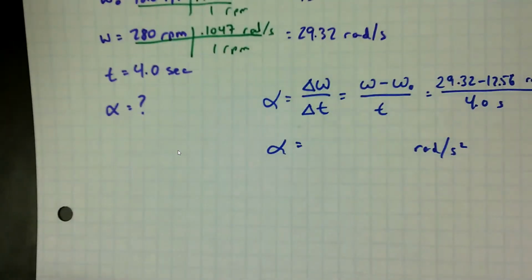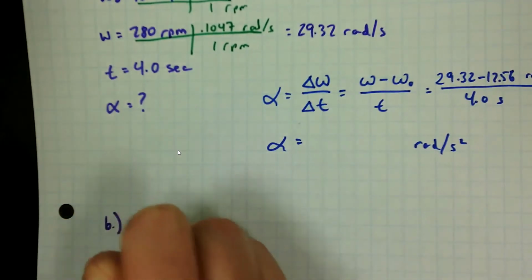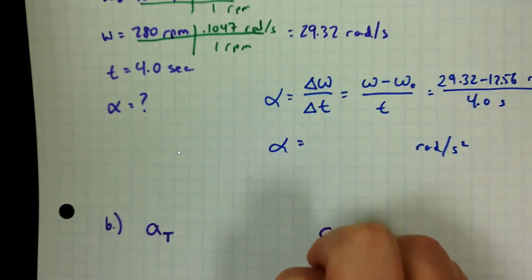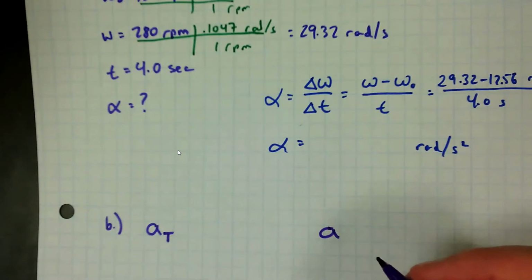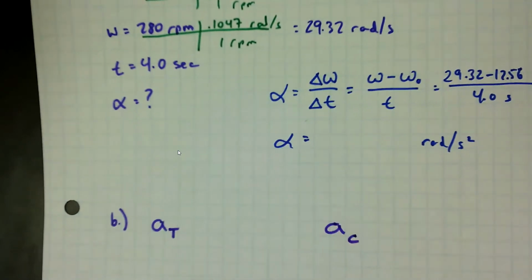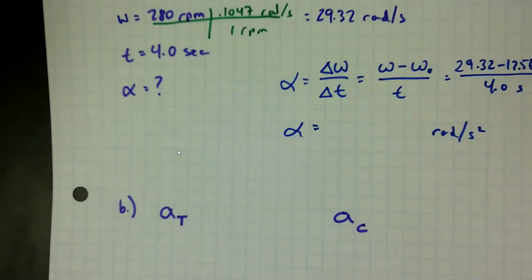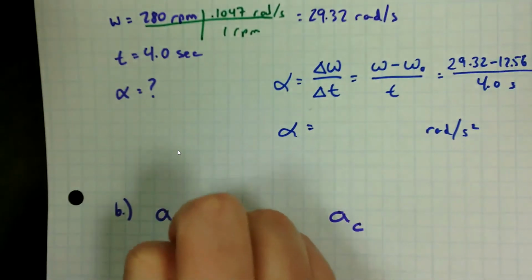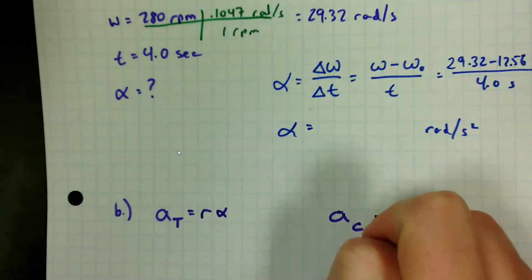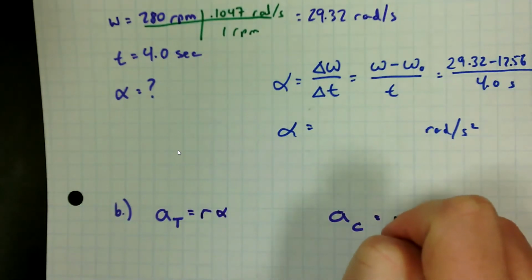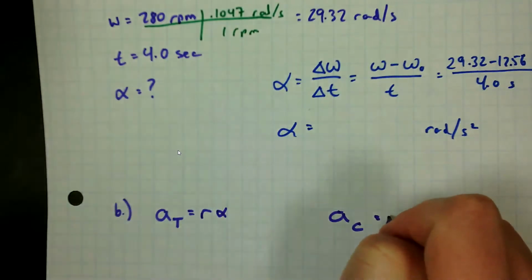So if part B is asking for the radial and tangential components, they're looking for AT and AC. They call it radial, and remember I said radial is just the same thing as centripetal. They call it radial because it points along the radius. We're used to calling that centripetal. If you look on the equation sheet, I actually wrote it both ways, as centripetal and as radial, but they mean the same thing. So in essence, we're going to do AT is R alpha, and AC is R omega squared.